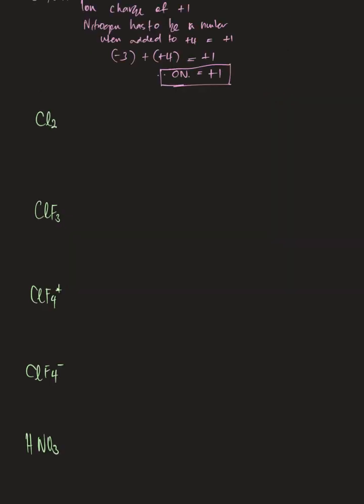Alright, if I'm looking at the next one, which is chlorine, what I'll notice about chlorine is that it follows rule 1. What I have here is elemental chlorine. And I know about all elemental chlorines, according to rule 1, is that the oxidation number is equal to 0. Right, that's that.